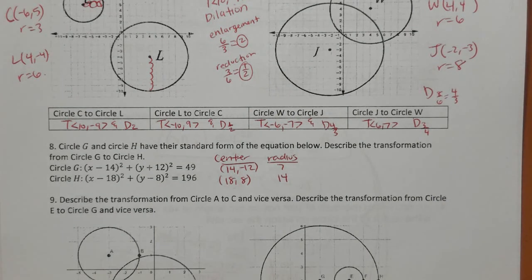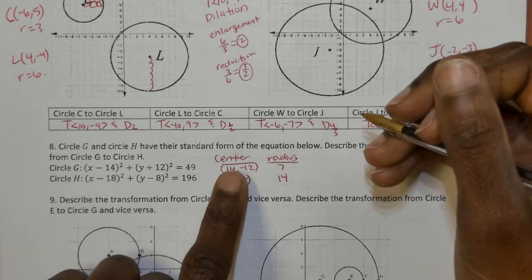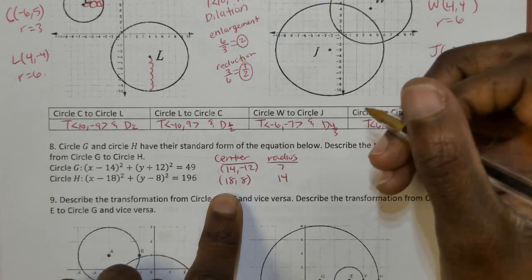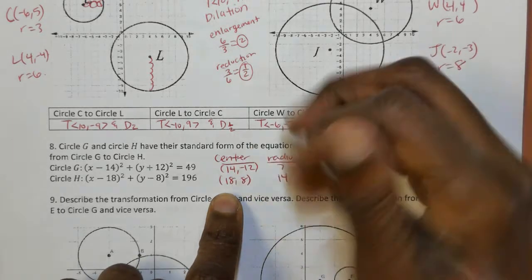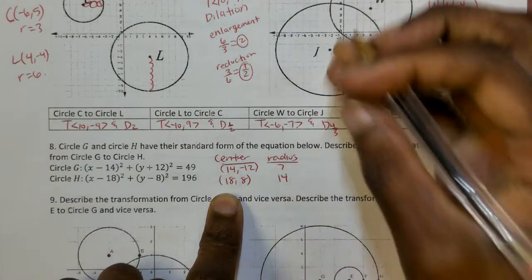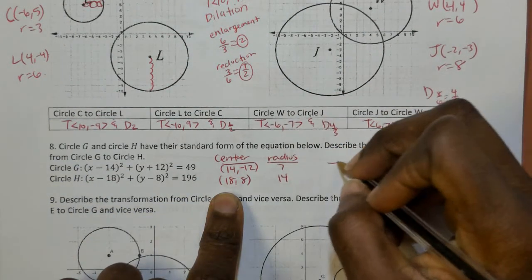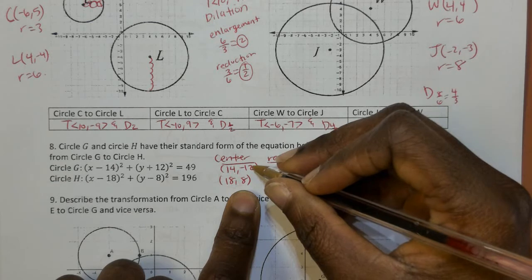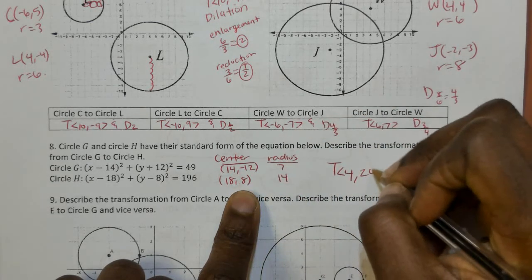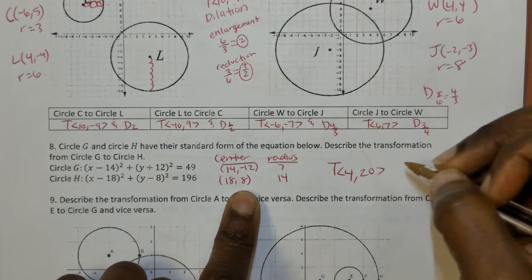Okay, so then from G to get to H, you have to go 4 units to the right, because 18 is to the right of this, so you're going to go 4 units to the right. And from -12 to get up to 8, you have to go up 20 units. So the translation would be 4 units right and up 20 units.